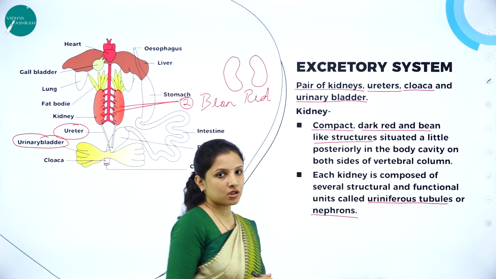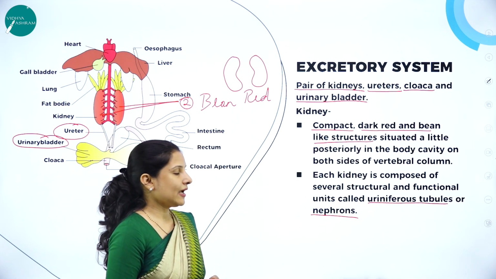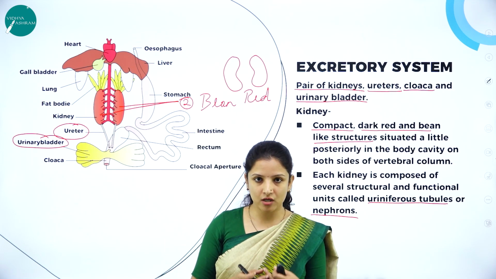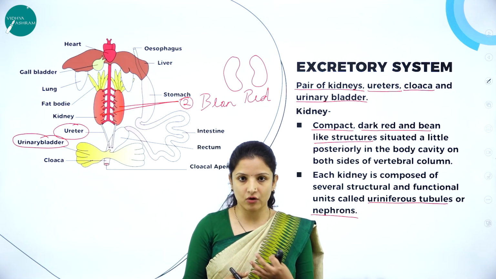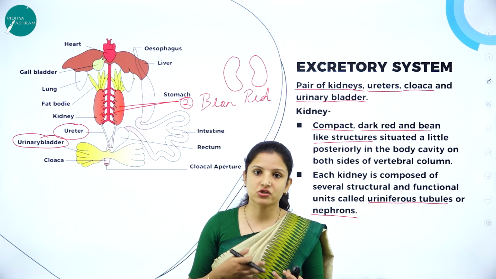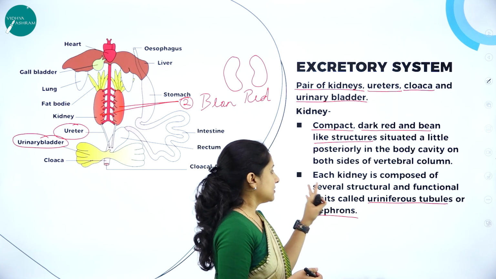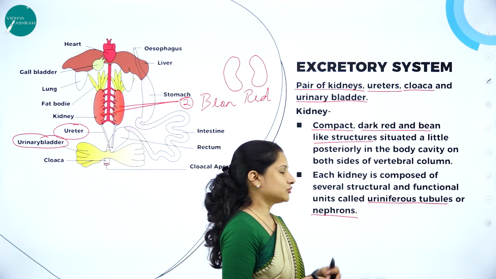This is a very important question. So the kidney has several structural and functional units which help in filtration of the waste material or filtration of the urine, and that is nothing but what are called uriniferous tubules or nephrons.